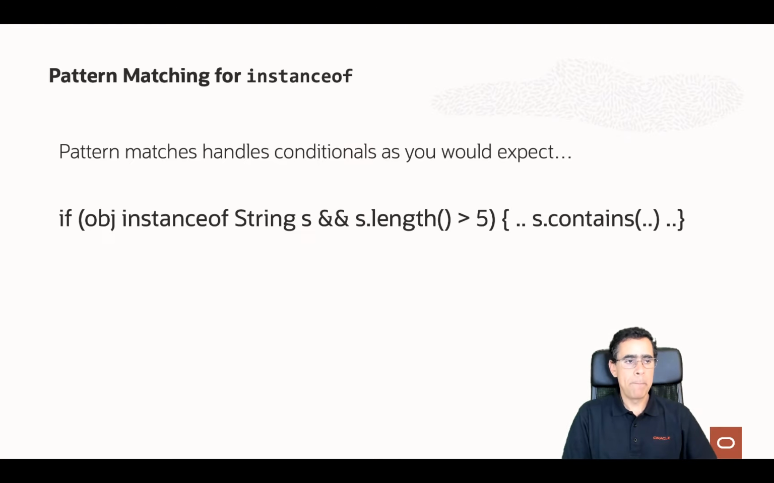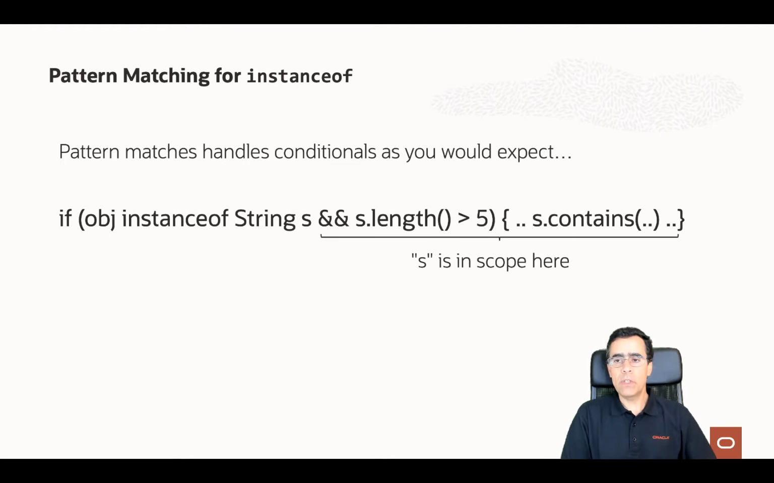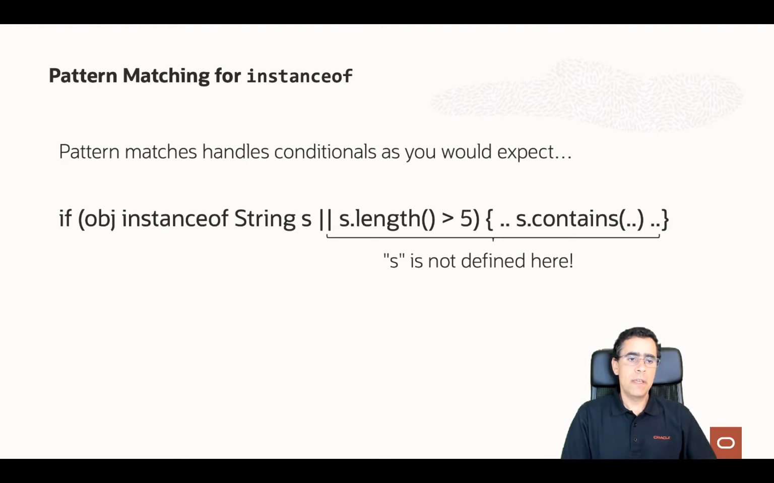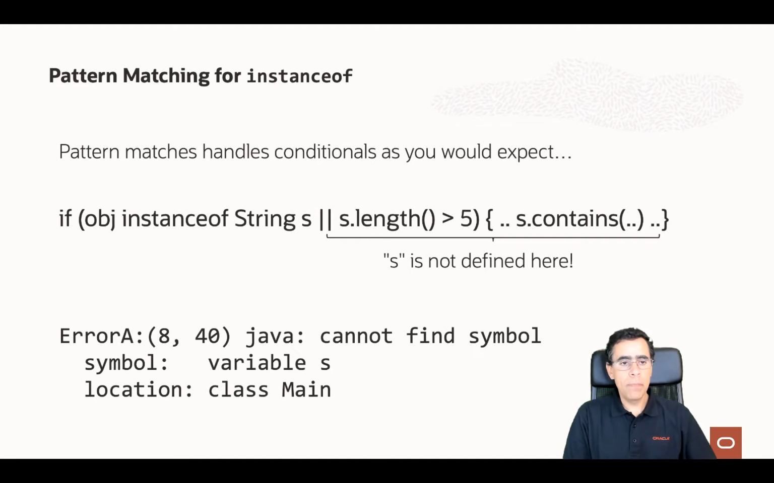For example, if I'm using AND in a conditional, since the second part of the statement is only evaluated when the first part is true, s would be in scope for the second part of the condition and in the brackets for that branch. However, if we were using OR, the second part of the expression would only be evaluated if the first part is false. If so, then the variable s would not be in scope after the OR, and trying to use it in the conditional part of the brackets will give you an error.